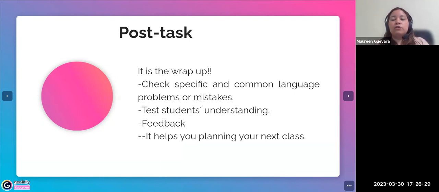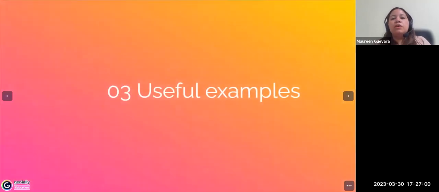Once your students already presented or performed using the target language, now it is your time to check some specific language, vocabulary, or pronunciation aspects, and then you as teacher reflect on the whole process and identify what they need for next session, for next class. And that's why it is a cycle. And some useful examples that I can give you are based also on my experience.